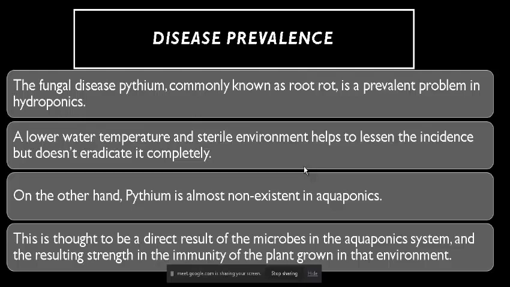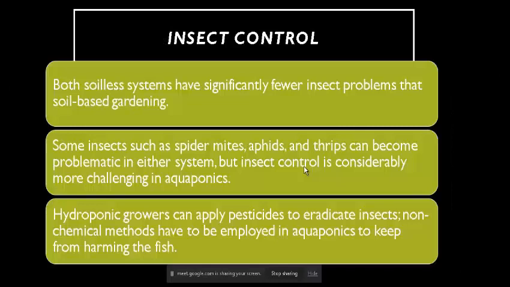So how can you go for insect control? There may be an insect problem, because food is required by the mites, spiders, aphids, thrips, all of them can attack. So how can you avoid that? Can a hydroponic grower apply pesticide? No, it should not be done.